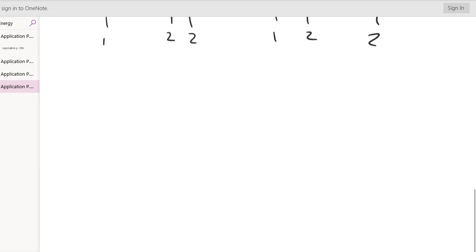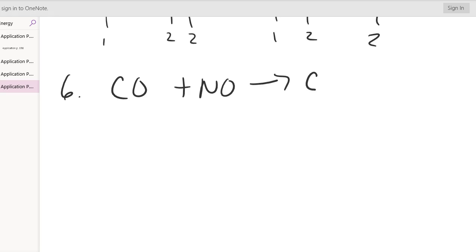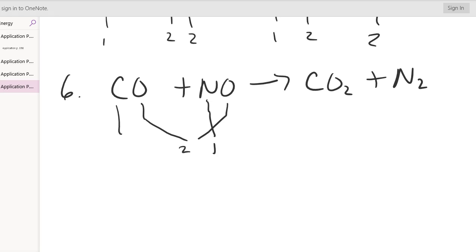Okay, let's look at problem 6. We have carbon monoxide, CO, plus nitrogen oxide yields carbon dioxide plus nitrogen gas. So we have to balance this. If you look on the left-hand side, we have 2 oxygen. We have to add them up from the 2 different ones. For nitrogen, we have 1, and for carbon, we have 1. On the right-hand side, we have 1, 2, and 2.